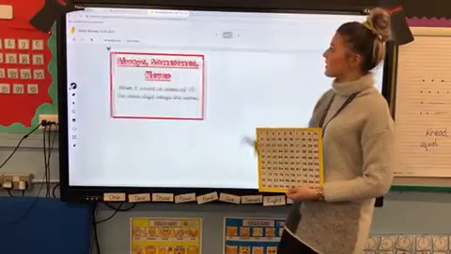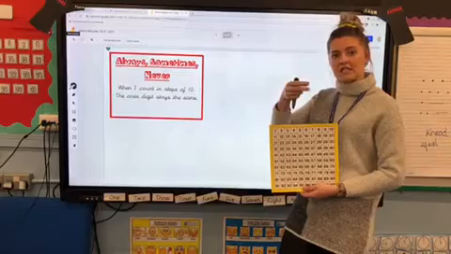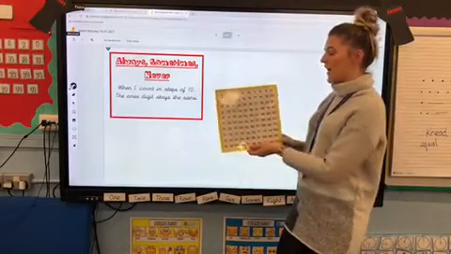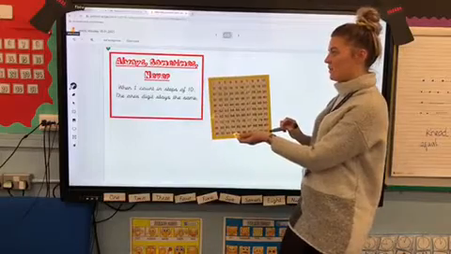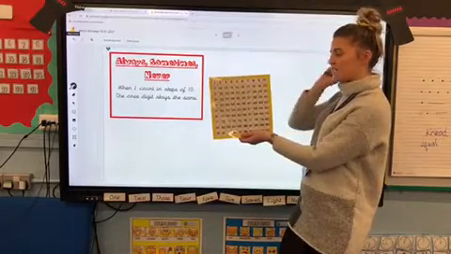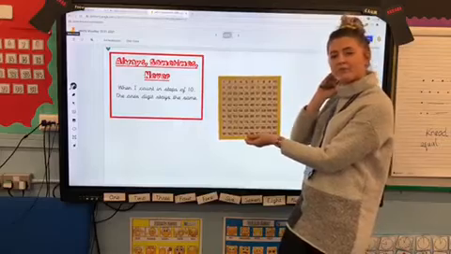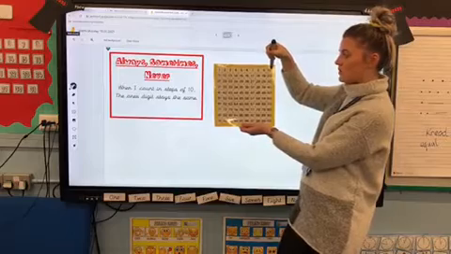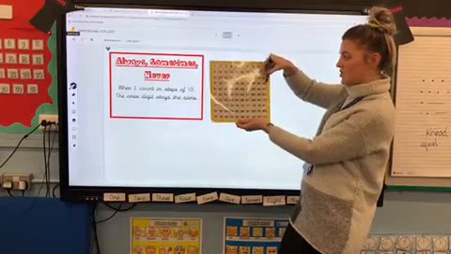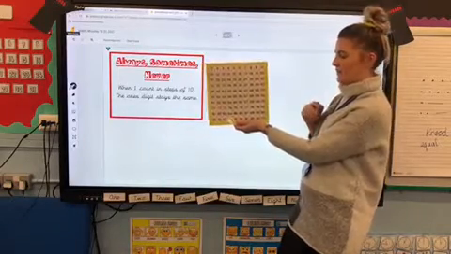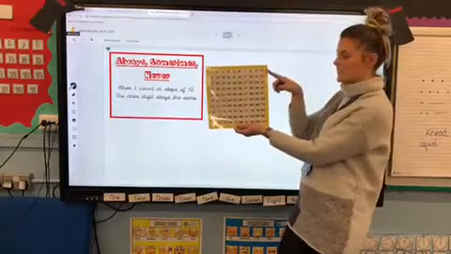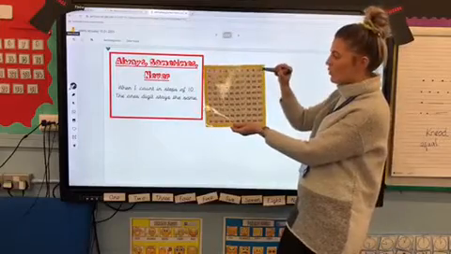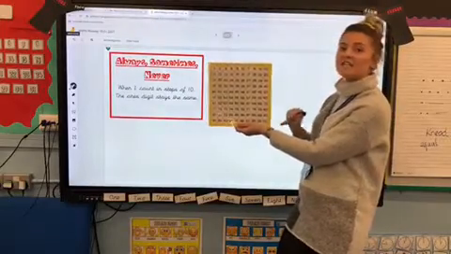And always, sometimes, never question. When I count in steps of 10, the 1s digit stays the same. Have a think about that. Here is the 10s, here are the 1s. Does the 1s digit stay the same? Always stays the same. Sometimes it stays the same, or the 1s digit never stays the same.